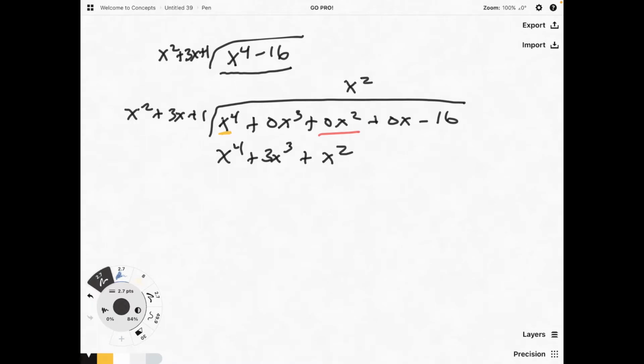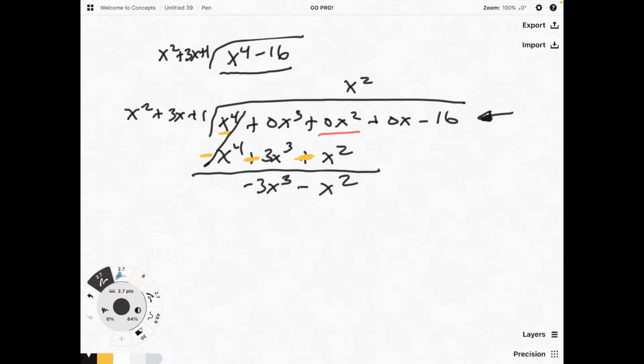Now what we want to do is subtract. So that's going to put a subtraction sign on all of these, and then we're going to just add these together. That's going to cancel out. That's going to give us a negative 3x cubed, and that's going to give us a minus x squared. Now you see why it's important to write out all of your degrees, because as you're going through the problem, you want to ensure that you're not missing any variable.